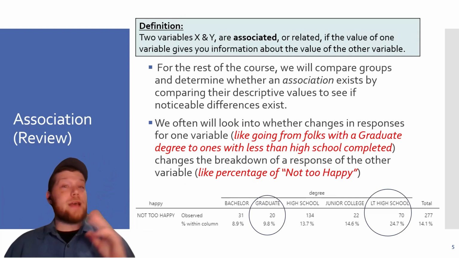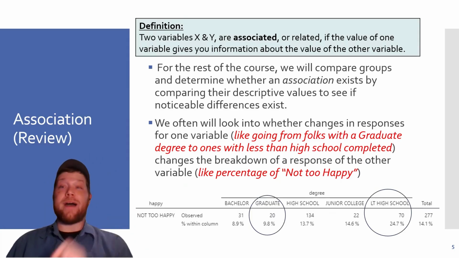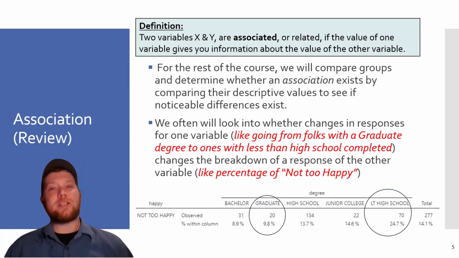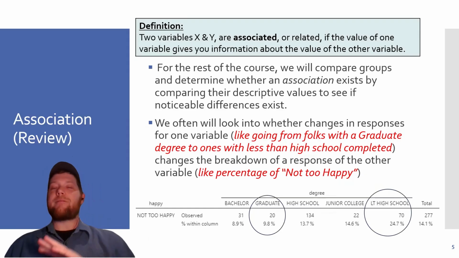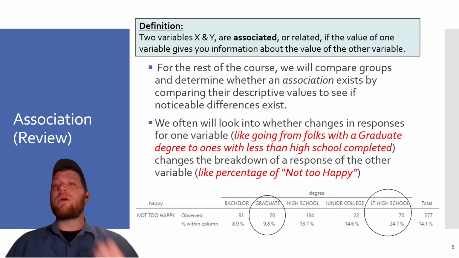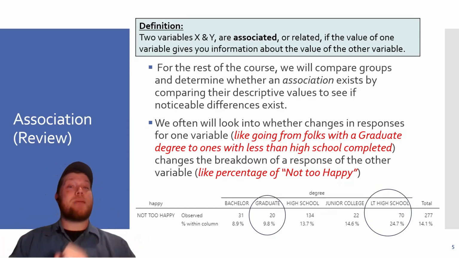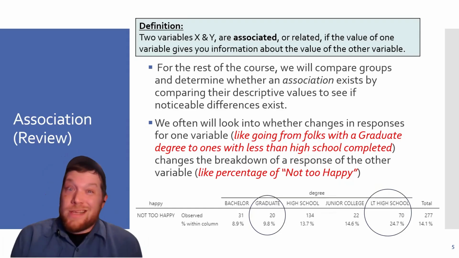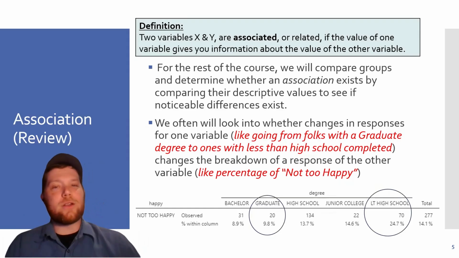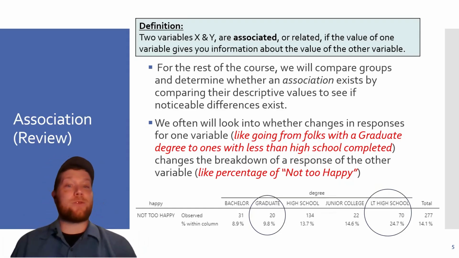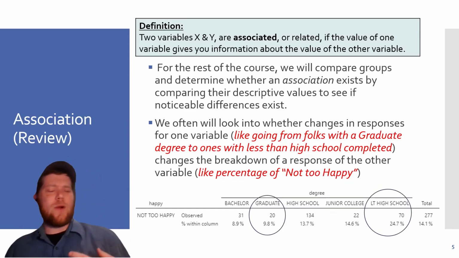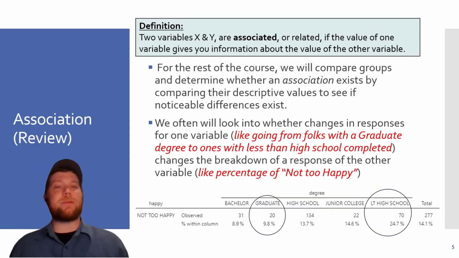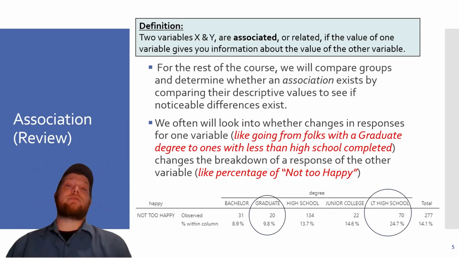So two variables, x and y, are associated or related if the value of one variable gives you information about the value of another variable. And for the rest of the course, as we said before, we're going to compare groups and determine whether an association exists by comparing their descriptive values to see if notable differences are actually there. We're often going to look at whether changes in responses for one variable, like going from folks with a graduate degree to ones with less than high school completed, change the breakdown of a response of another variable, like percentages of not too happy.